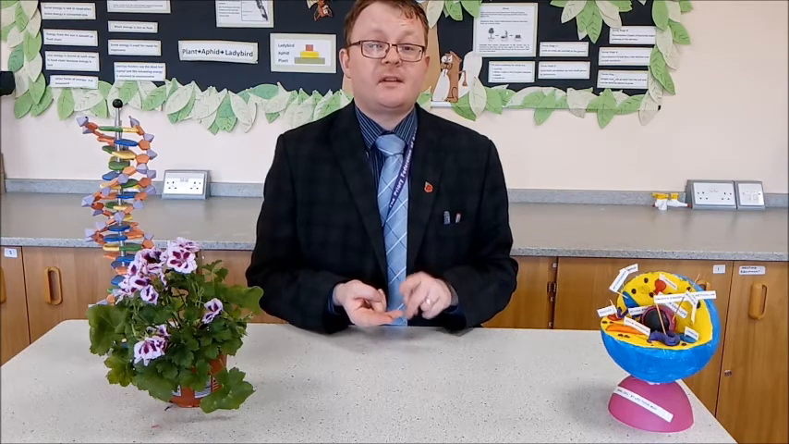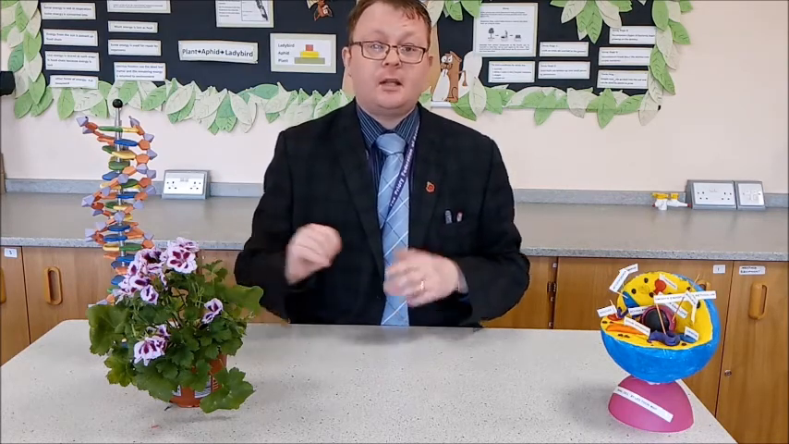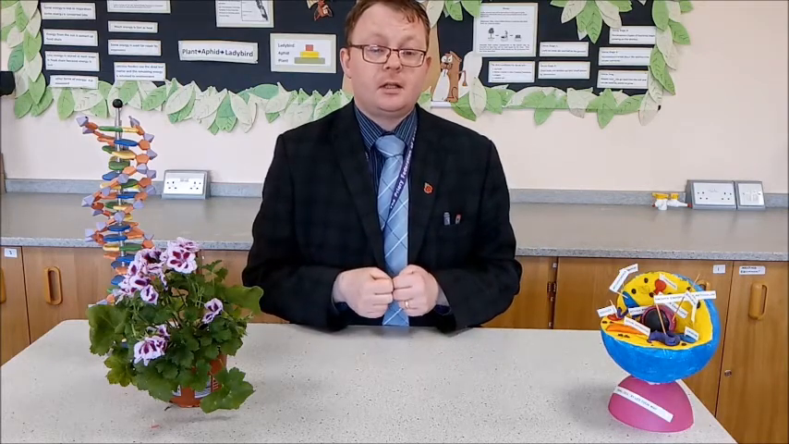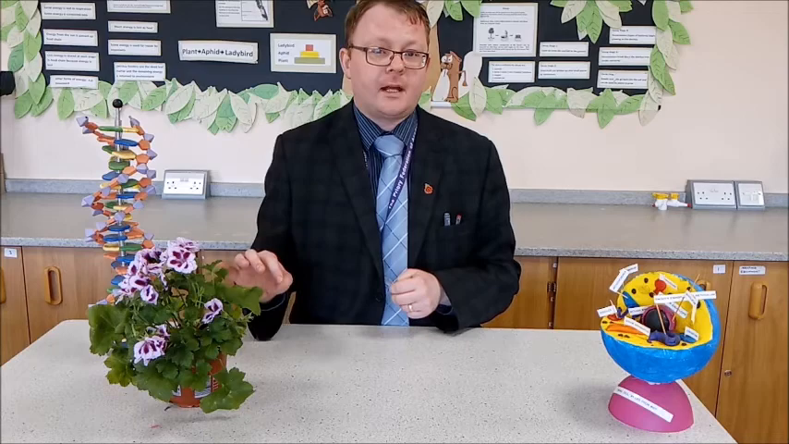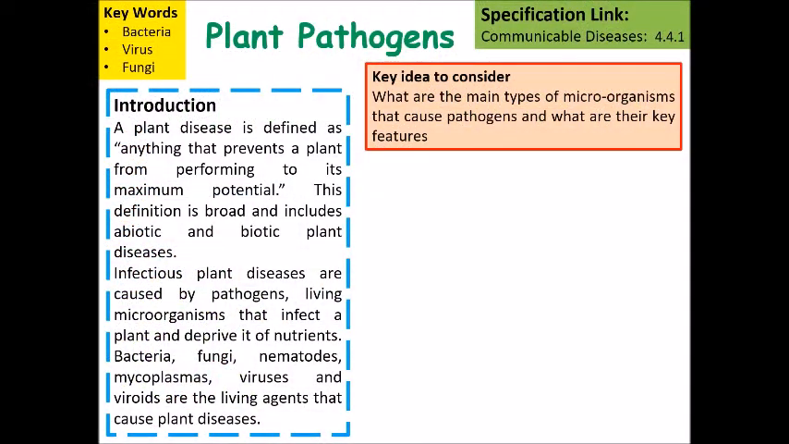Affecting the rate of photosynthesis will affect the amount of glucose and sucrose subsequently that the plant will produce, and that will have a knock-on effect. We'll go through some specific plant diseases. Plant pathogens can be caused by three main pathogenic agents. So a plant disease is defined as anything that prevents a plant from performing to its maximum potential.